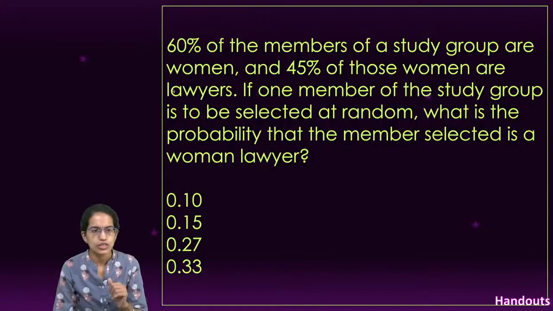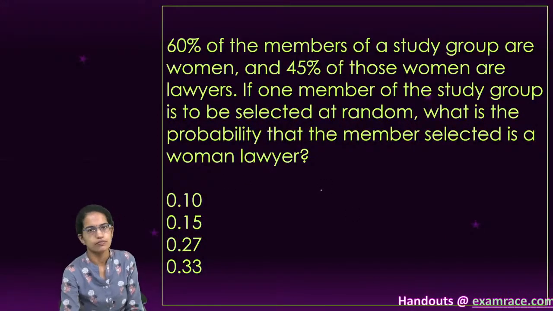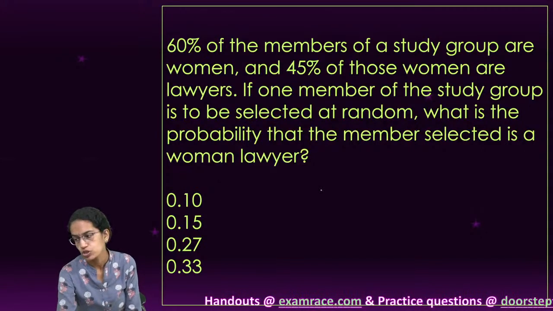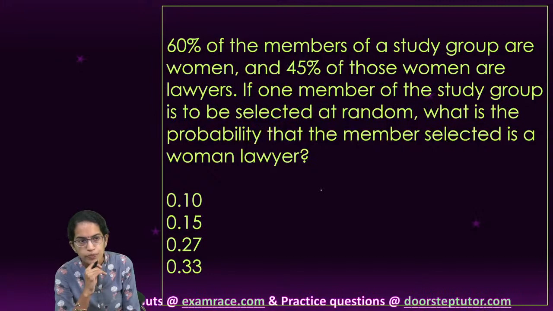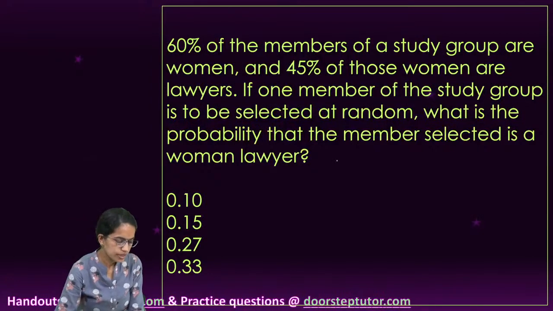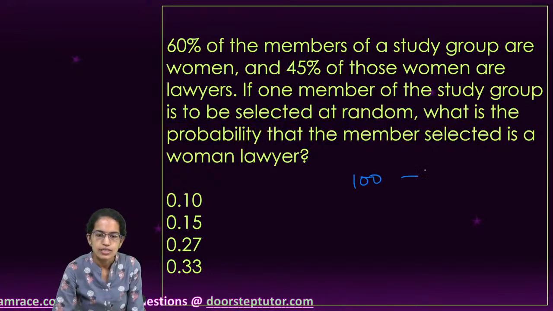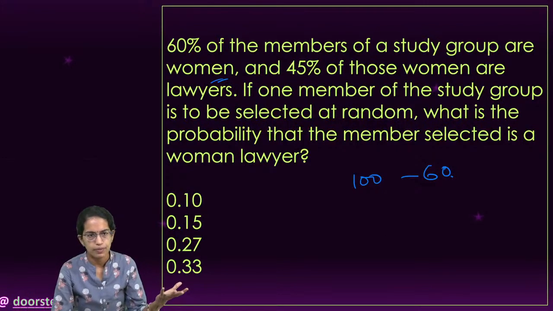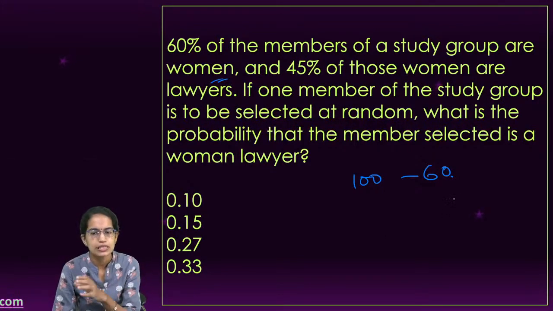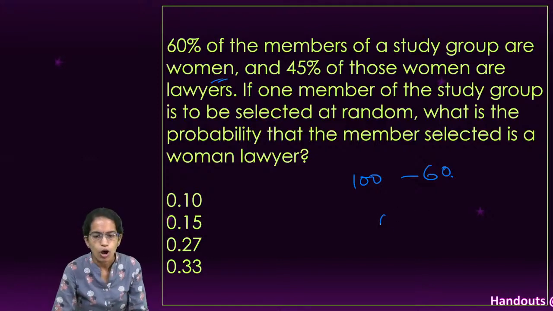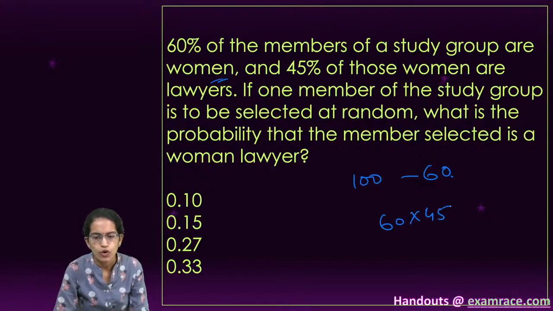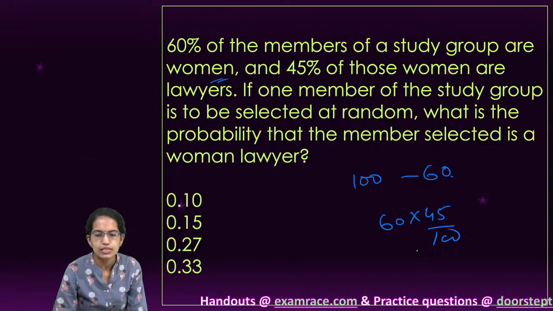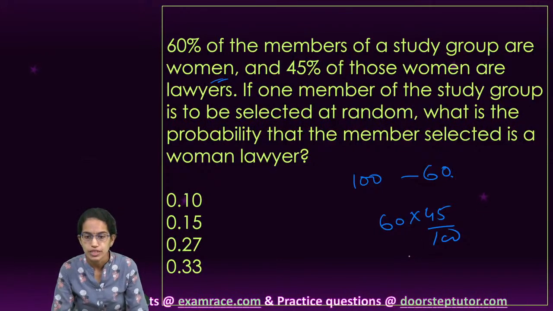So the last question for today says, now this is a question which you can also do through successive percentage. So I find it much simpler. So let's do it that way. So of the total 100 members, 60 are women. So I consider the total number of members as 100, of which 60 are women. Now of the 60, 45 are lawyers.